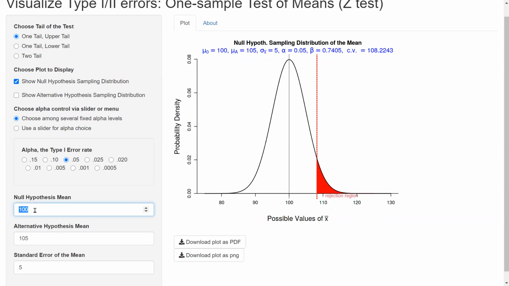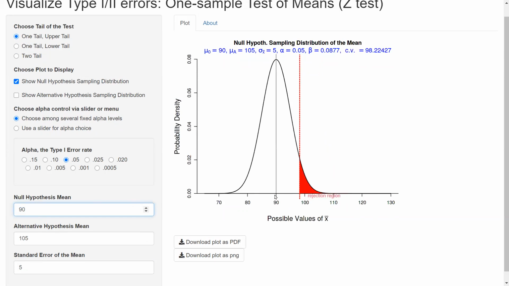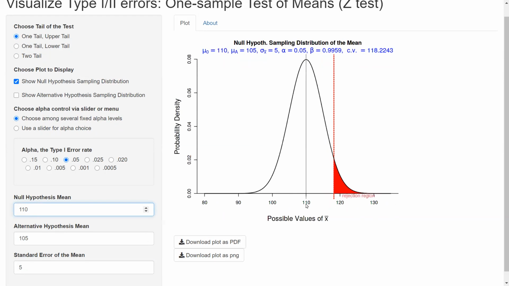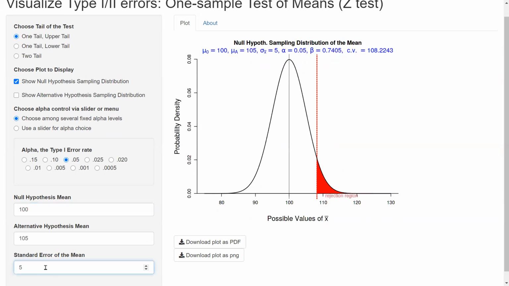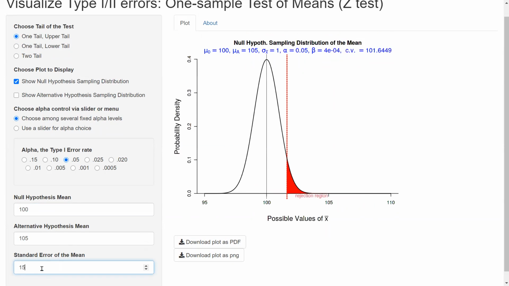If you wanted this to be 90 instead of 100, you can do that, and you see how the distribution shifts over a little bit. Now it's centered on 90 rather than 100. Or we could do 110. Notice how the null hypothesis distribution shifts depending on the mean. You can also adjust the standard error of the mean. When the standard error of the mean is 5, the distribution looks like this, with 90, 100, and 110.